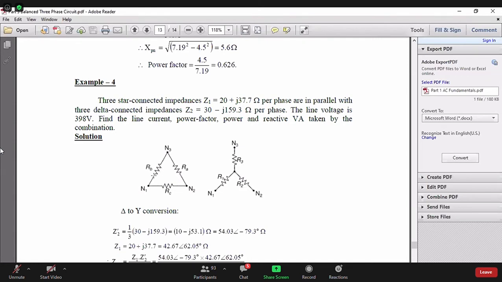Individual, I am talking about the individual resistance. So therefore, you cannot apply that parallel formula, R1 R2 by R1 plus R2, because they are not connected across the same node. R3 is connected across N3 and neutral, whereas RA is connected across N3 and N2. So you cannot tell them that they are in parallel. Then how do you solve it?